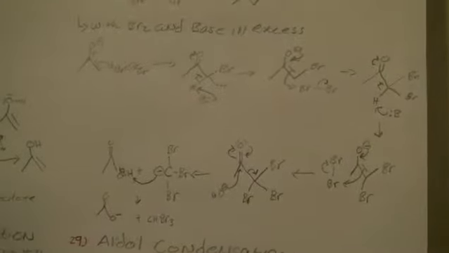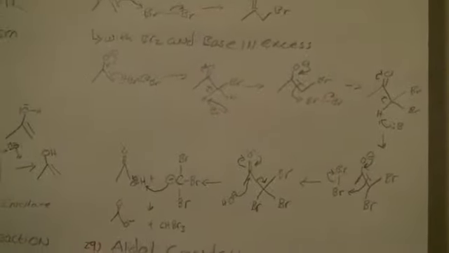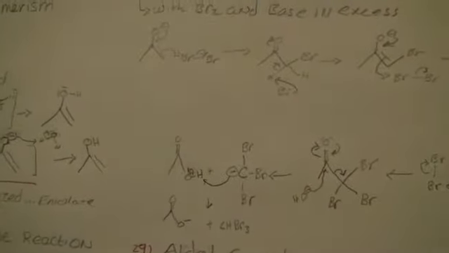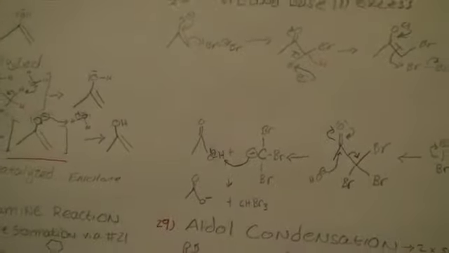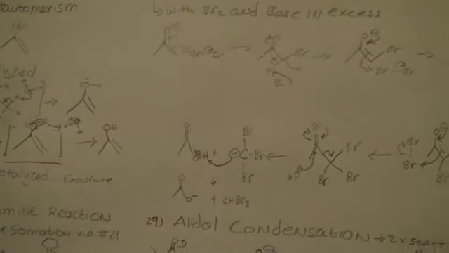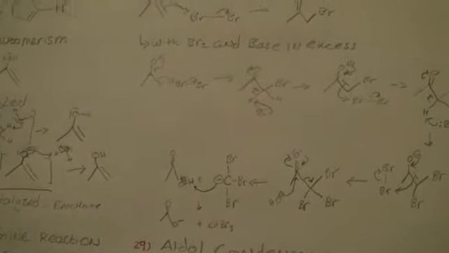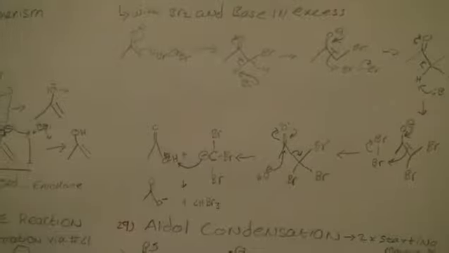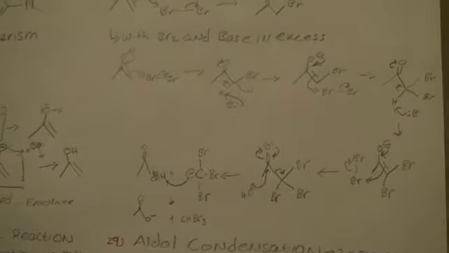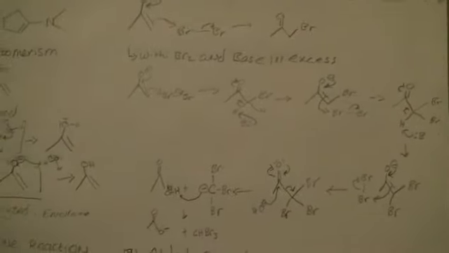And once you have the three bromines there, then OH is good enough to act as a nucleophile and can kick off that stabilized carbon with the three bromines on it, and you end up with something completely different. You end up with a carboxylate and a CHBr3, which is nothing like what you would normally want out of any reaction of this sort. I just mention it because it's easy to get accidentally.